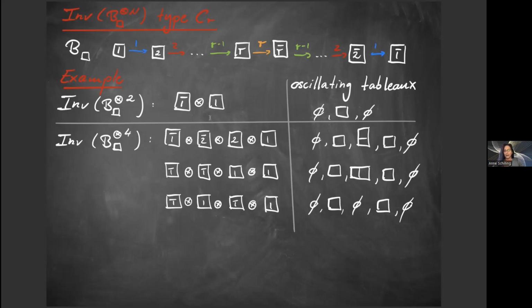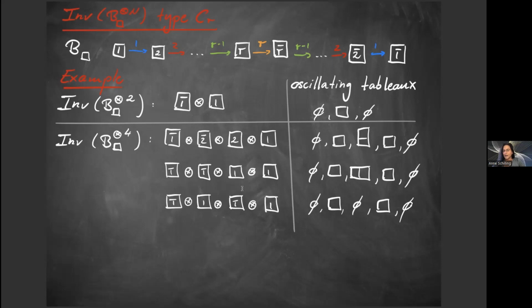And here I have listed them. So for n is 2, the only highest weight element of weight 0 would be this element, read from right to left, 1 bar. And for n is 4, we would have 1 2 2 bar 1 bar, and 1 1 1 bar 1 bar, and 1 1 bar 1 1 bar. So we have 3 for length 4.